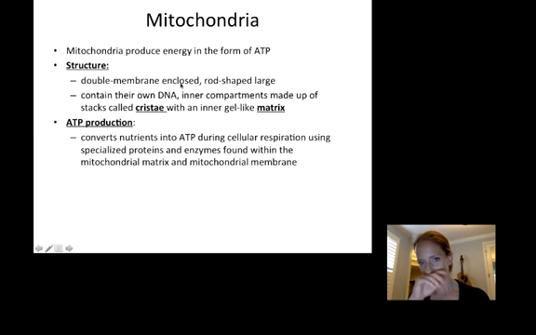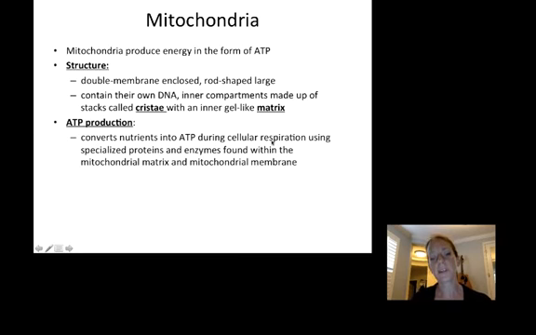We won't get into the evolutionary origins of that, but it's thought that mitochondria actually evolved from bacteria for that reason. They are rod-shaped and they are very large. They look like little beans, kind of, in that shape. They contain their own DNA, and they have inner compartments made up of stacks called cristae, with an inner gel-like matrix. They are converting nutrients into ATP, and we'll have a whole lecture where we talk about metabolism and talk about how that happens during a process called cellular respiration.